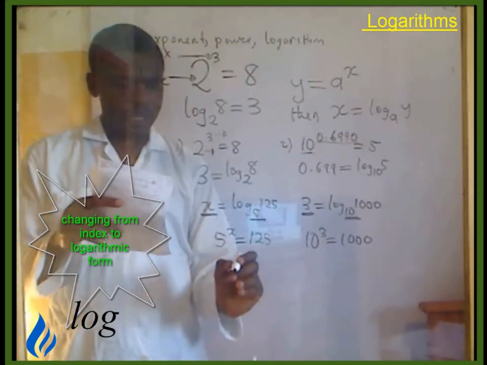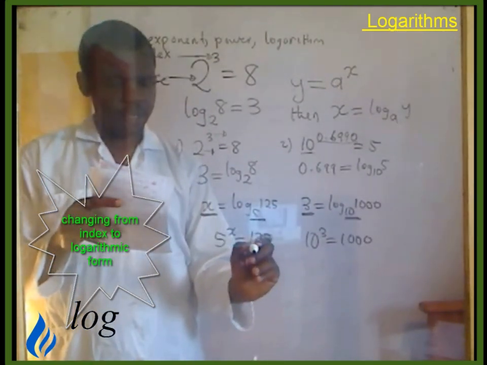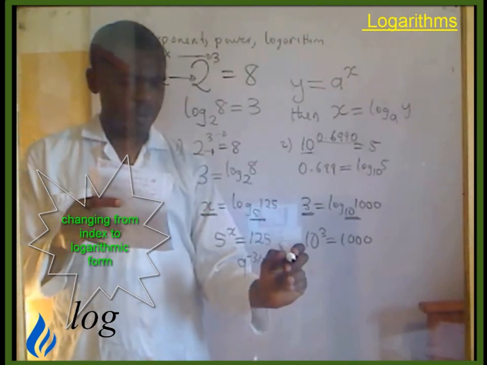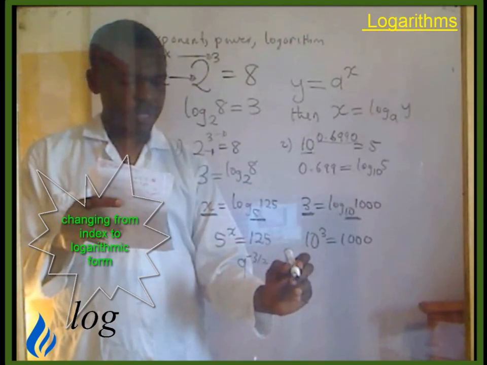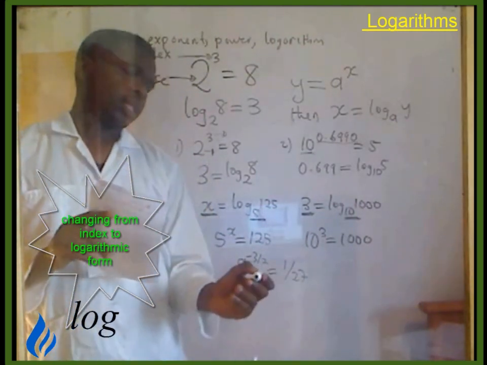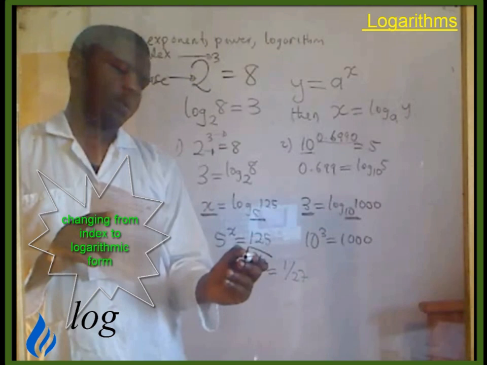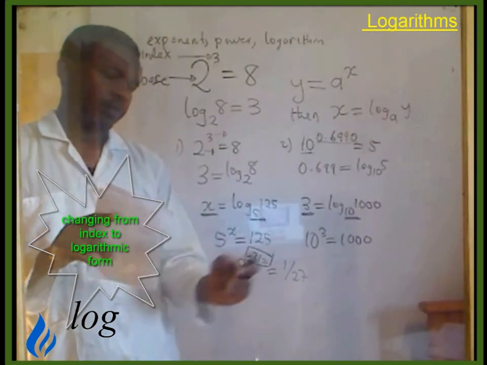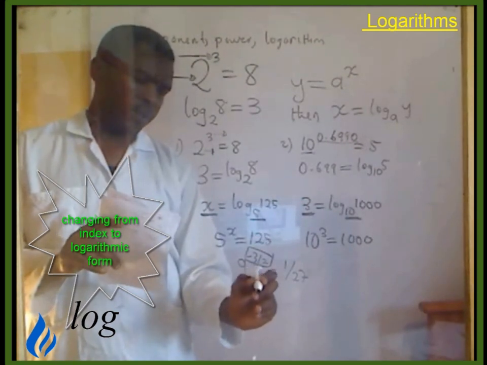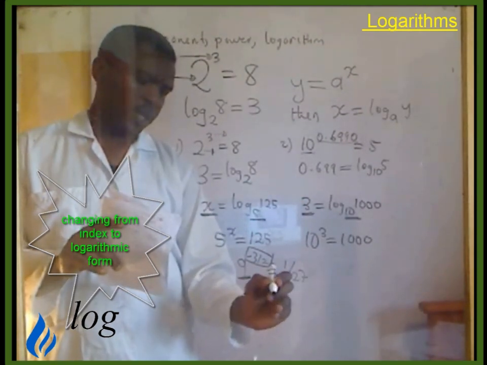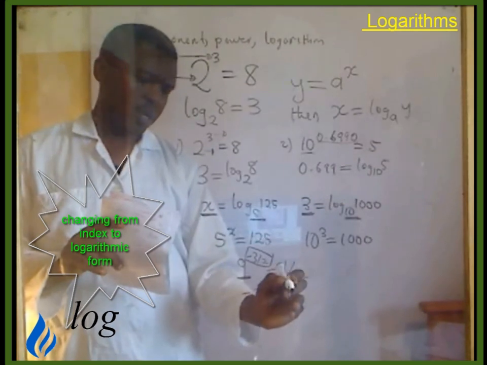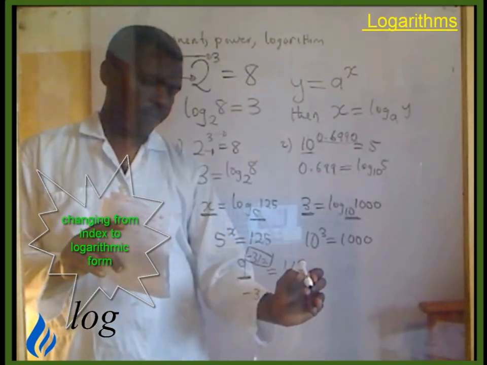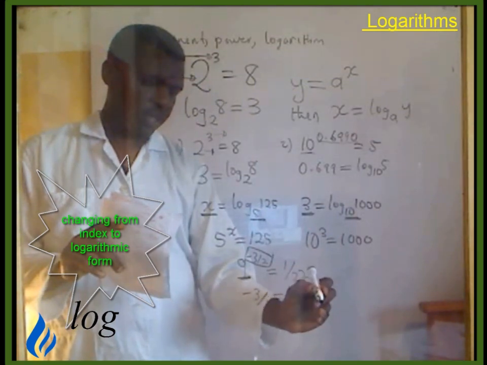We are given minus 3 over 2 is equal to log to base 9 of 1 over 27. This is our logarithm, which is the index, and this is the base. So I have 9 raised to the power minus 3 over 2 is equal to 1 over 27.